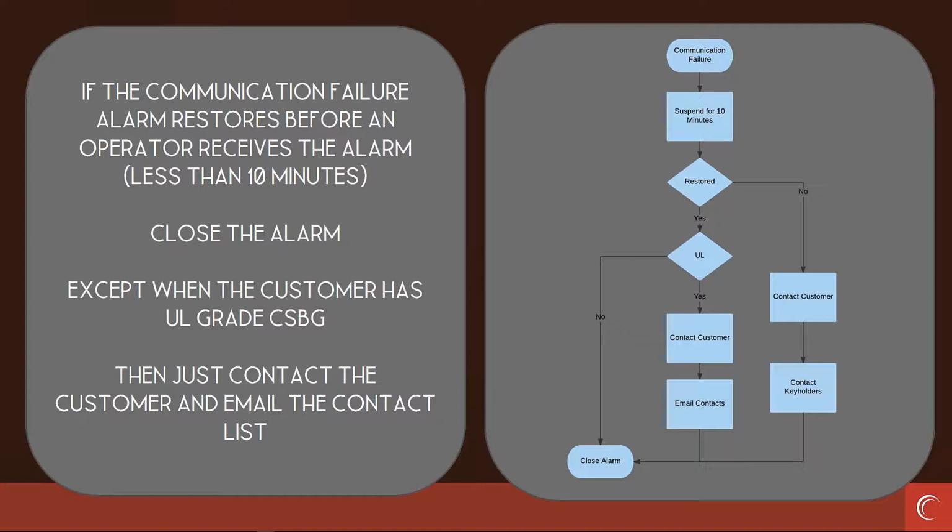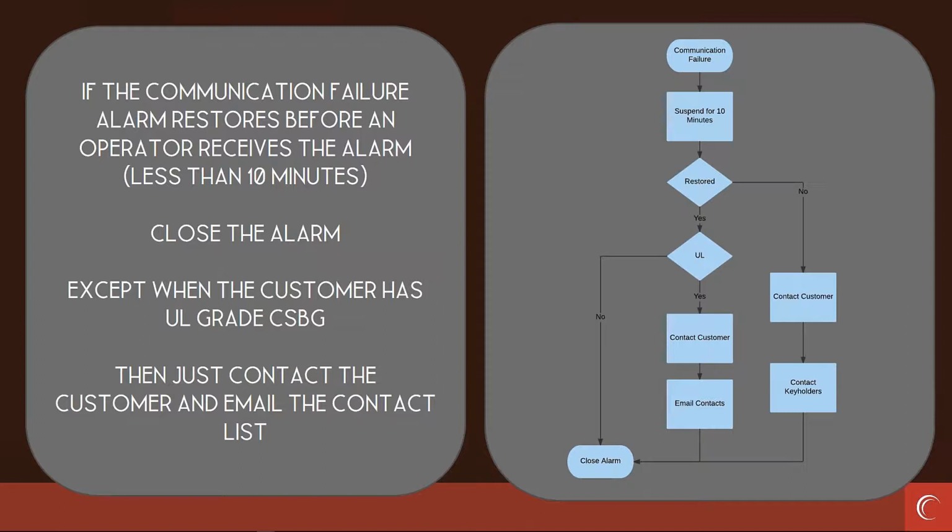This scenario is if the communication failure alarm restores before an operator receives the alarm, for example, in less than 10 minutes, close the alarm, except when the customer has a UL grade of CSBG, and then just contact the customer and then email the contact list.